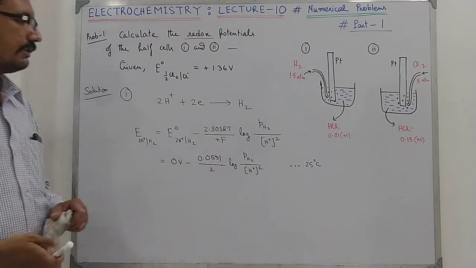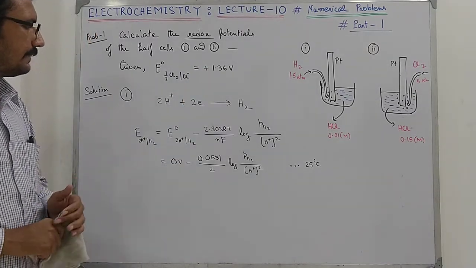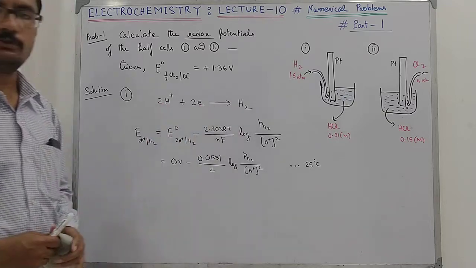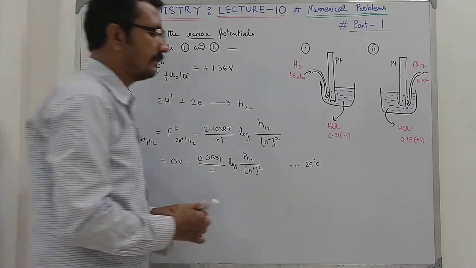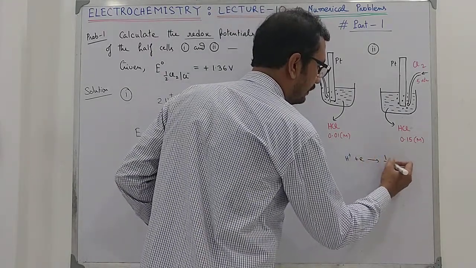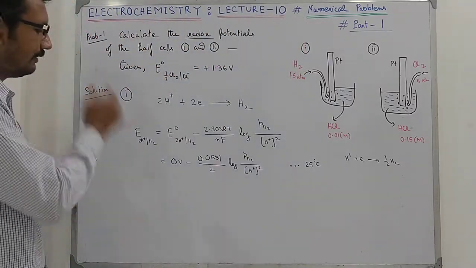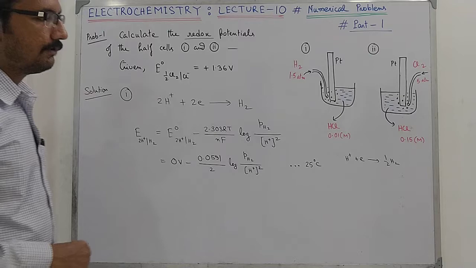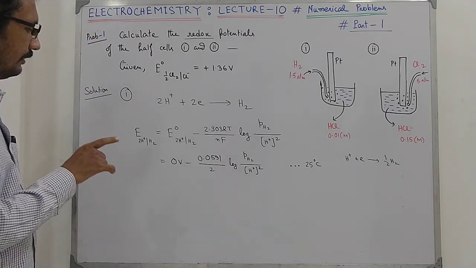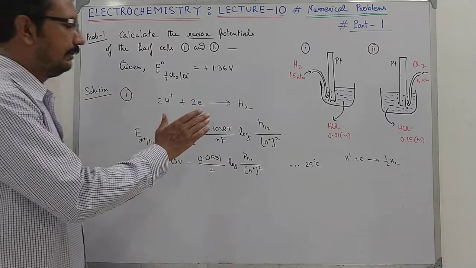Now one thing I discussed in lecture 9: if someone writes this equation in the form H plus plus electron arrow half H2, what will happen? If someone writes the reduction reaction in this format, will it change the EMF? If you remember, I told you that it is not going to change the EMF of the half cell or cell.